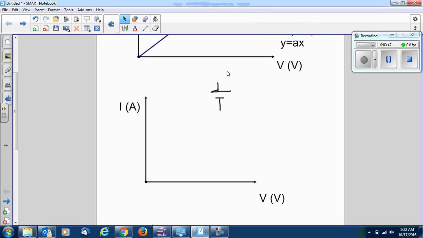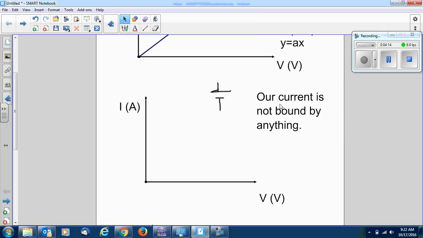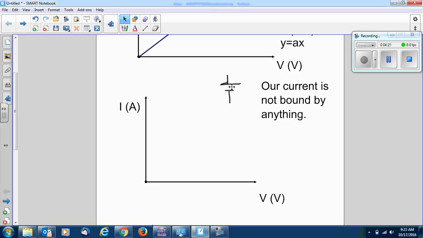So the first thing we need to remember is that a battery can have any current. So our current could be any current, really. Our current is not bound by anything. That means there is no boundary that it has to cross and cannot cross. No boundary.